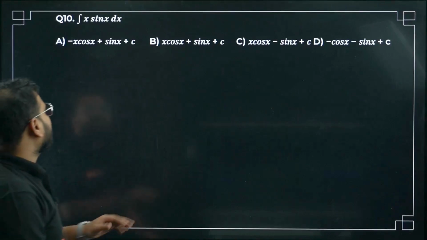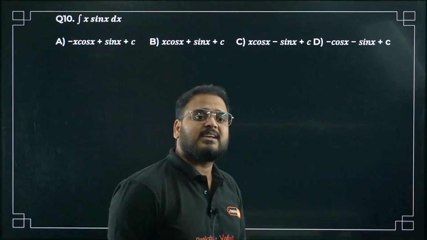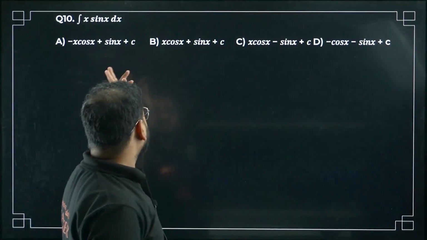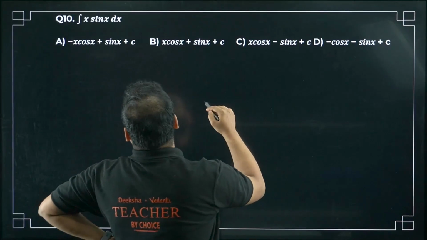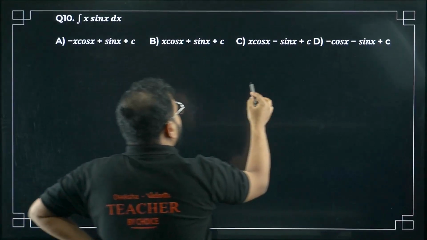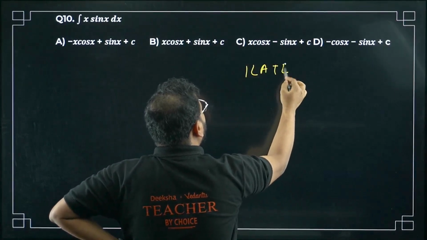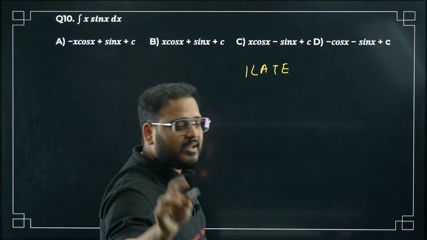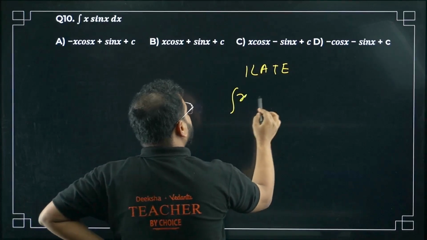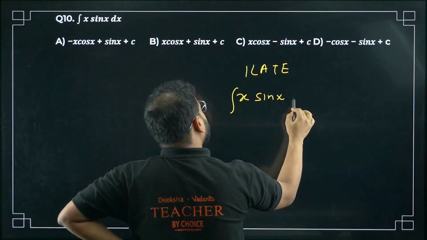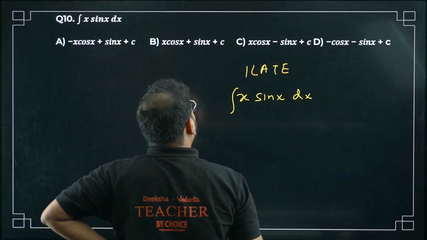Okay. Question number 10 now. Integral of x sin x dx. Okay, so check this out. What are you gonna get? Integrate this part. By parts you have to apply. Two functions are there. So write this x sin x dx, right? What are you gonna get?